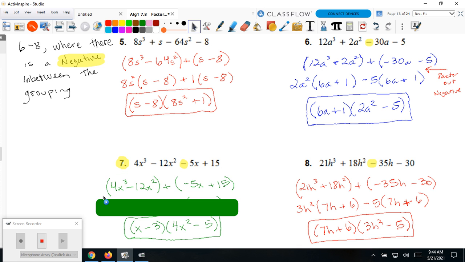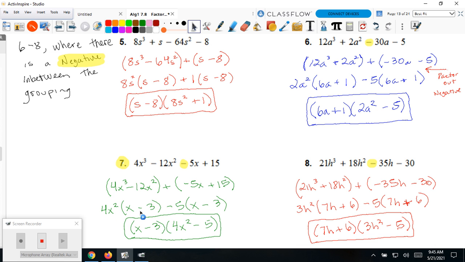Again, we're grouping them just with the first two here in the first group, second two here, but I'm going to put a plus in between the groups. And then factor out the GCF. So from here, we're factoring out a 4 and an x squared. From this one, again, we're going to factor out a negative, because it's the negative in front here. From 5 and 15, also 5 comes out of that. So we factor out negative 5 on every single one of these.